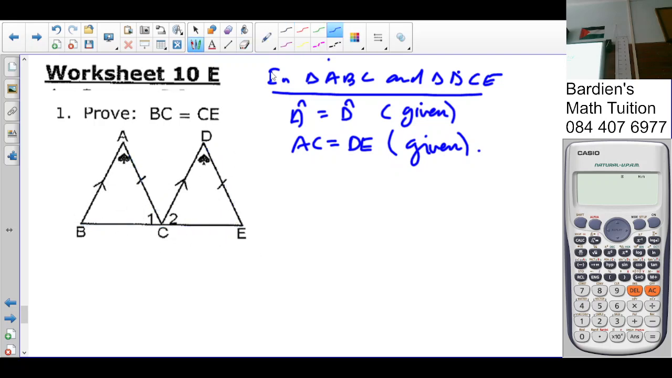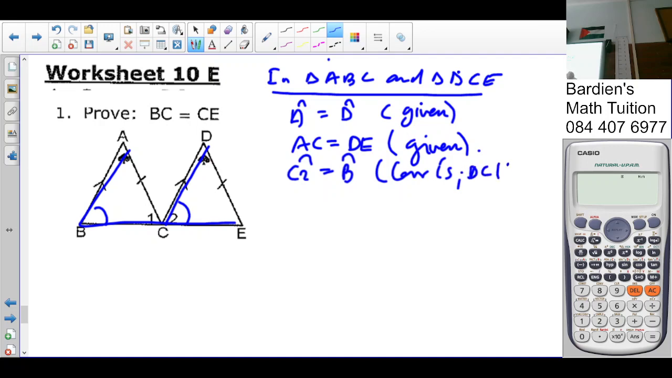So, it's actually angle B is equal to angle C2. And why? It's corresponding angles with DC being parallel to AB. That is now enough to conclude congruency, not so. So therefore, triangle ABC is congruent to triangle DCE. Yes?